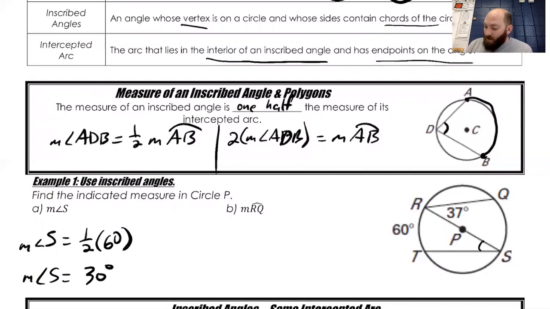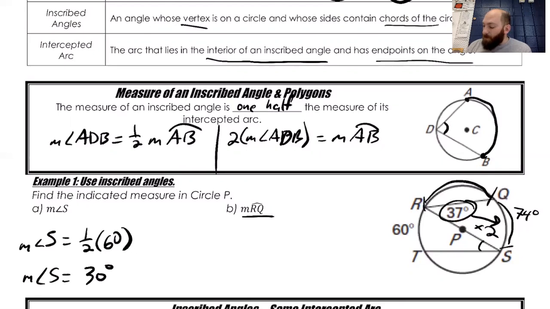If I want to find the arc RQ, it's actually this arc right here. So there's technically a couple of ways to do it, but here's what I'm going to do. The first thing I'm going to do is take 37 degrees. So that's my angle QRS. I'm going to double that so I can get to arc QS right here. So 37 times 2 is going to give me 74.